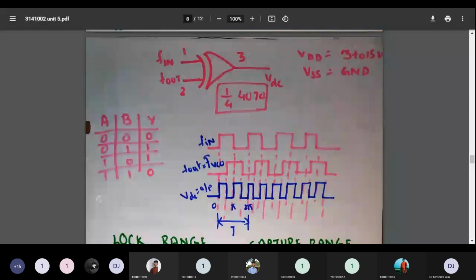Second point, it helps in controlling dynamic characteristics of PLL. That is, it first captures and then locks the range.